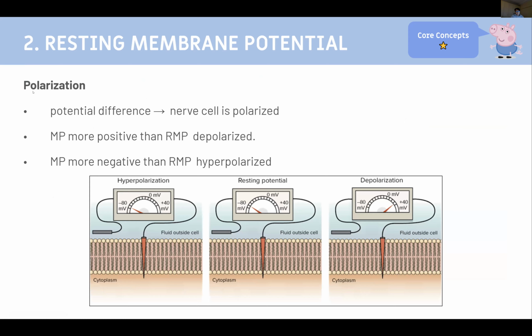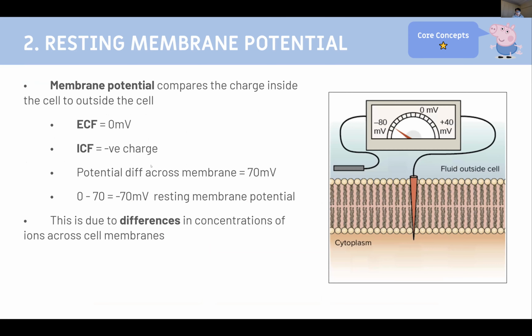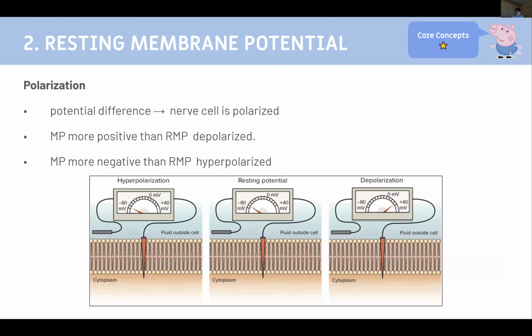So quickly about polarization, right? If the potential difference across the cell membrane is non-zero, so if there is a potential difference, then we say the nerve cell is polarized. If our membrane potential becomes more positive than our resting membrane potential, remember we said that was around negative 70, so it's getting closer to 0, then it's getting depolarized.